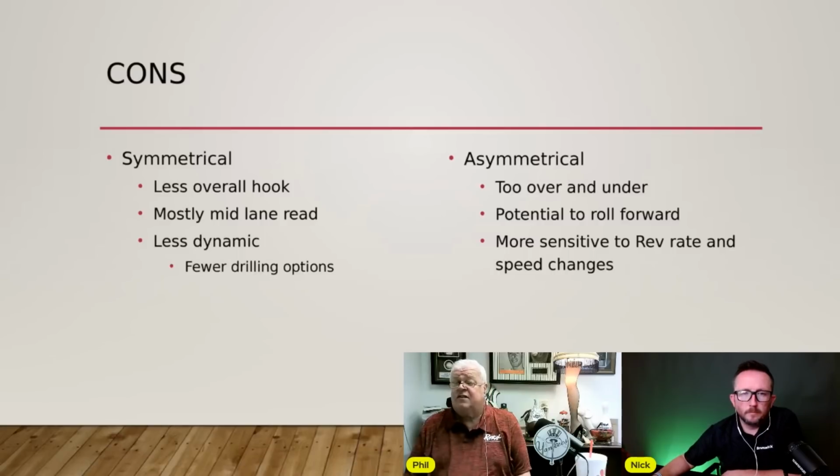Now the asymmetrical, here's some of the cons. They can be very over and under. You miss by one either way, and you can be missing the building. They have a potential to roll forward. That's where the hook window is short because the ball's so dynamic. If you're not coming off the spot in the right place on the lane, and that ball has to travel from the break point to the pins further than it did a little bit earlier, then you're going to have a problem. That ball could roll forward, and then you're going to be flat corner pins and 8-10s and whatnot.